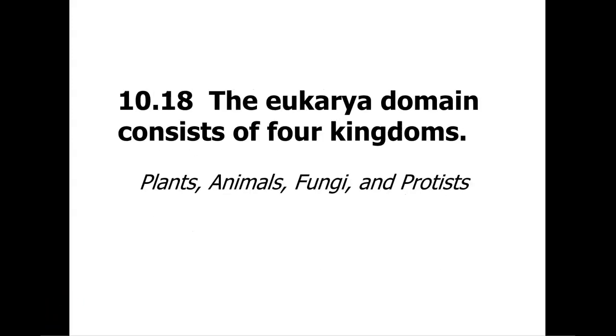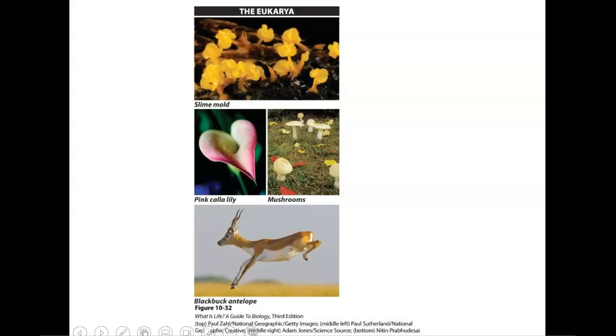The eukarya domain consists of 4 kingdoms. We have plants, animals, fungi, and protists. There are 3 kingdoms of eukarya that can be seen with the naked eye: plants, animals, and fungi. All are made from eukaryotic cells that have a membrane-enclosed nucleus, and each kingdom is almost entirely multicellular. A 4th kingdom contains the protists, which are often too small to be seen with the naked eye. It's sort of a grab bag that includes a wide range of mostly single-celled eukaryotic organisms. They include things like amoebas, paramecia, and algae.